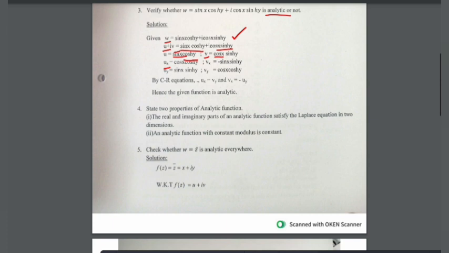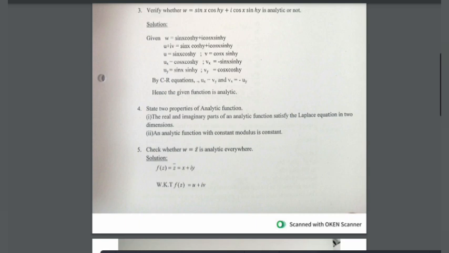Now I am going to differentiate u with respect to y. Cosh y will become sinh y, and differentiate v with respect to y, sinh y will become cosh y. So now I am comparing whether ux is equal to vy. Yes, both are equal, cos x into cosh y. And see whether uy equals minus vx. Yes, it is equal. So the value of vx is minus sin x sinh y, and uy value is sin x into sinh y. Yes, all the Cauchy-Riemann conditions are satisfied. Hence the given function is analytic.